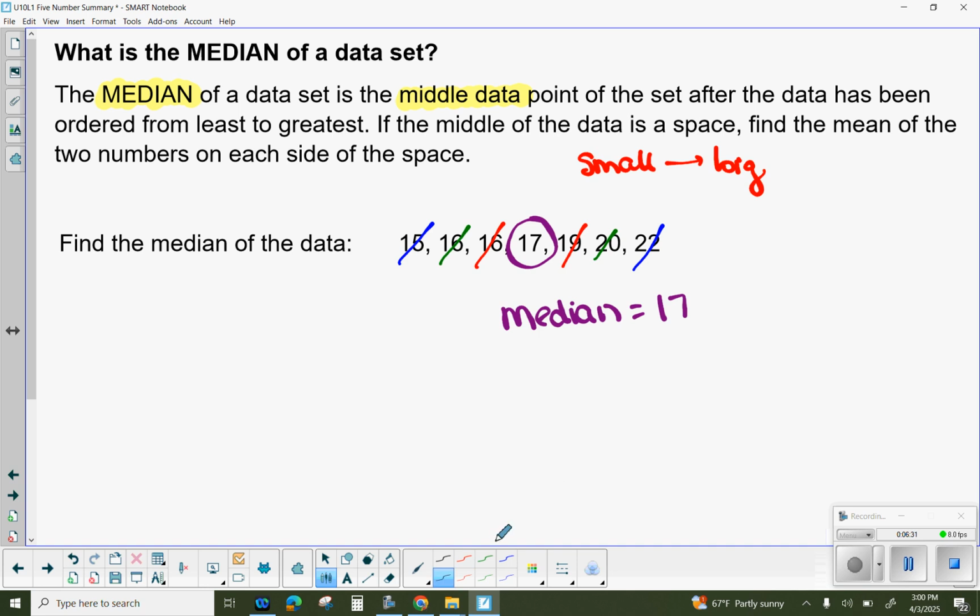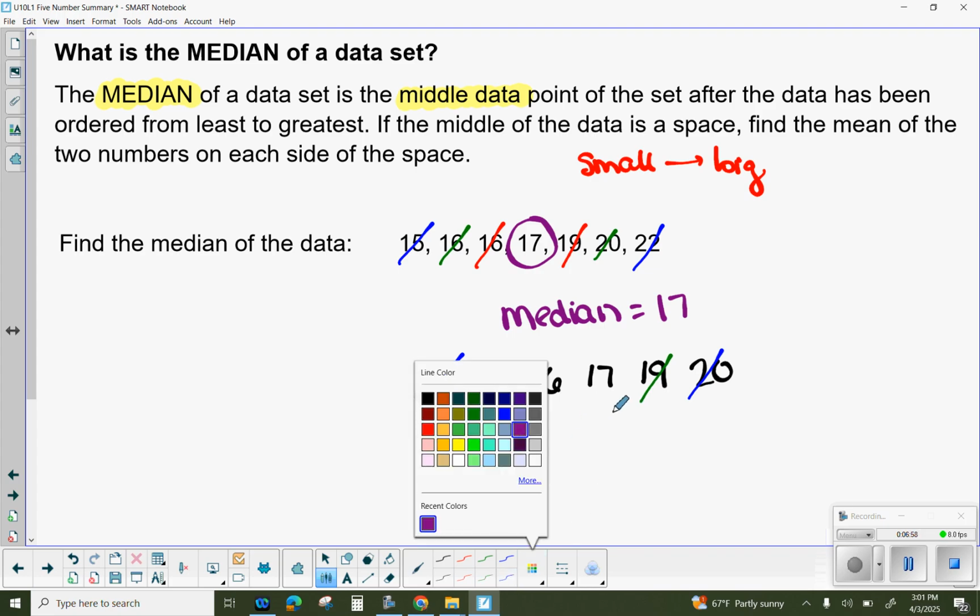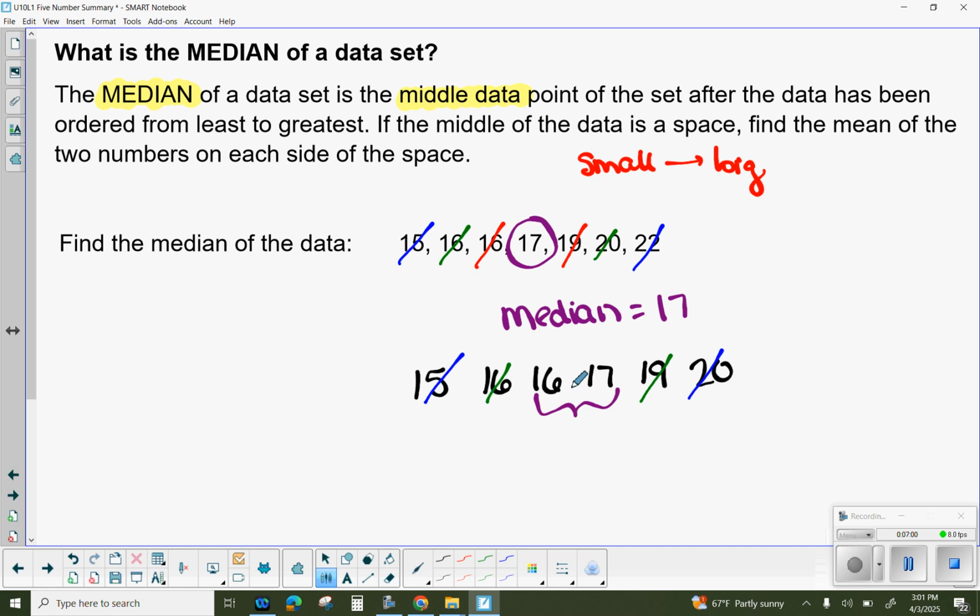Okay, let's change the list of numbers just for a second example. What if I dropped the number 22? What if I had 15, 16, 16, 17, 19, and 20? We lost that last number. Well, let's do it again. 15 and 20, smallest and biggest, cancel. Next smallest, next biggest. Now you see that we have two numbers, so I can't cancel both of them and there's no number left.